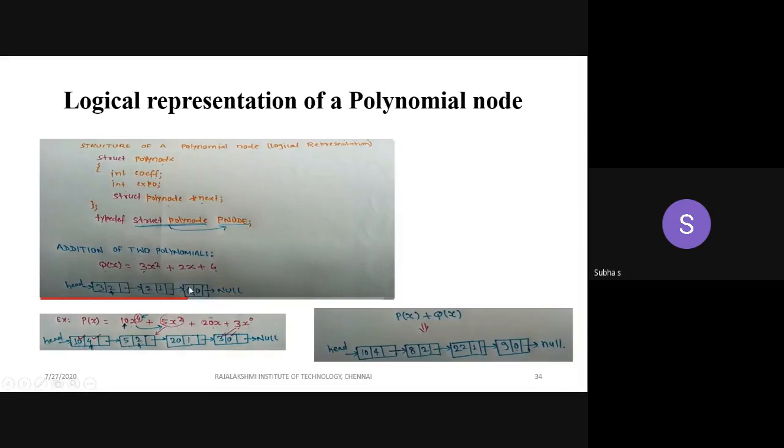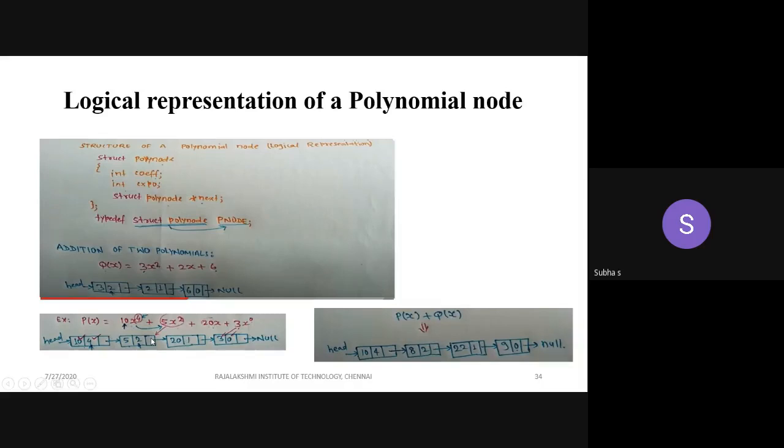It is pointing to whom? It's pointing to the last element, 6. 6 can be represented as 6x power 0. So your coefficient part is 6 and your exponent part is 0. It's the last element, so the next pointer points to null. Got it? This is the way of representing the polynomial using a linked list.